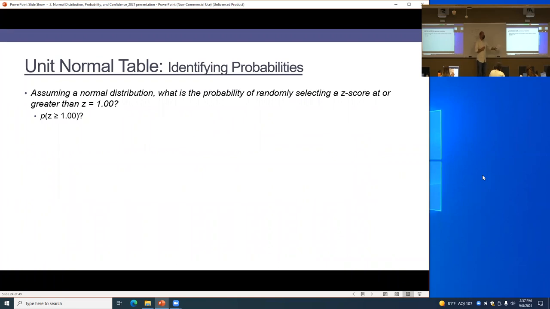So I'm assuming a normal distribution. What's the probability of randomly selecting a z-score at or greater than z? And what do you think? Yep, equal to or greater than a value of 1.